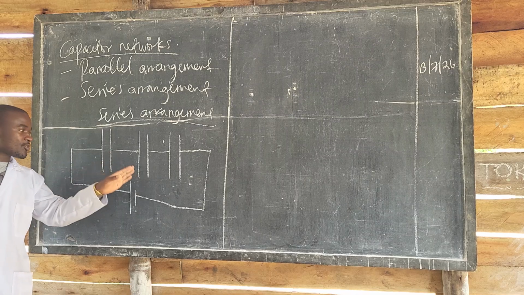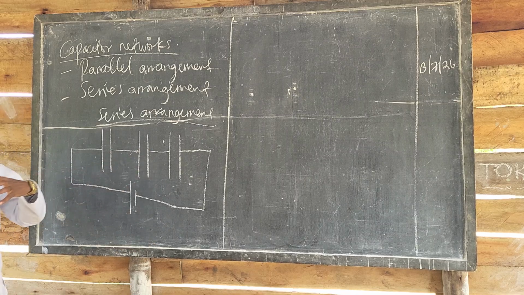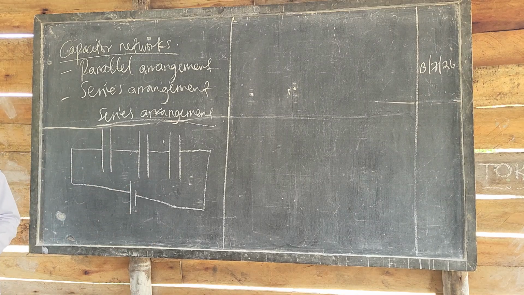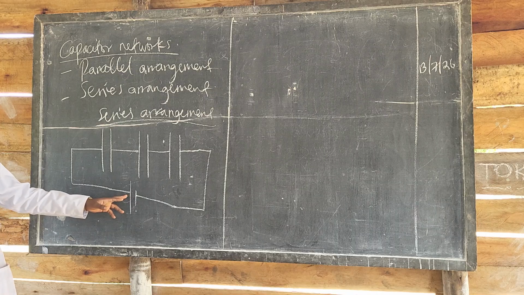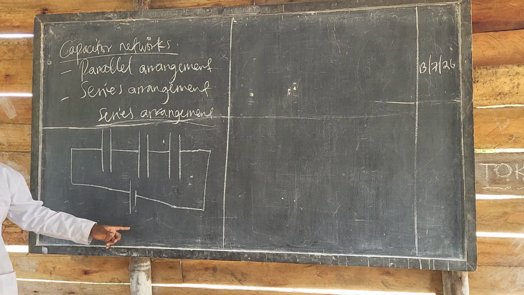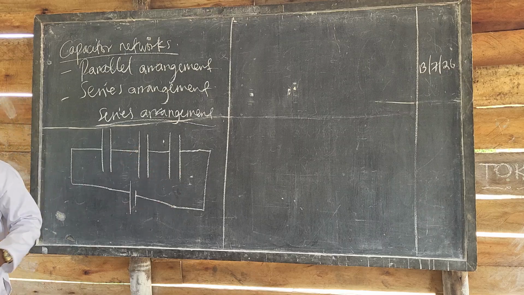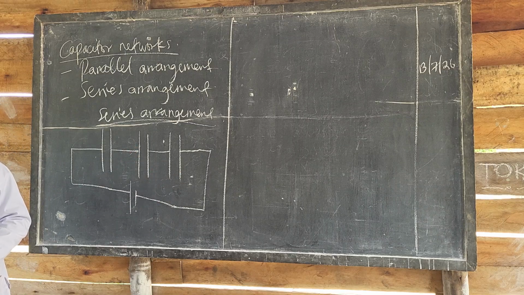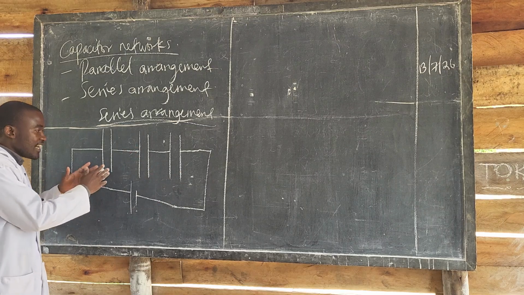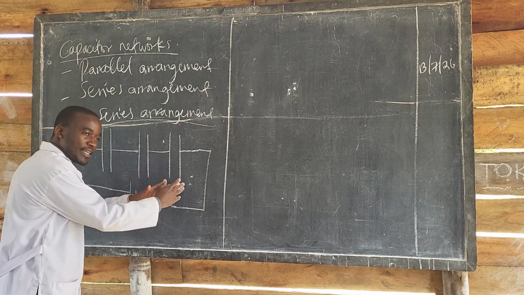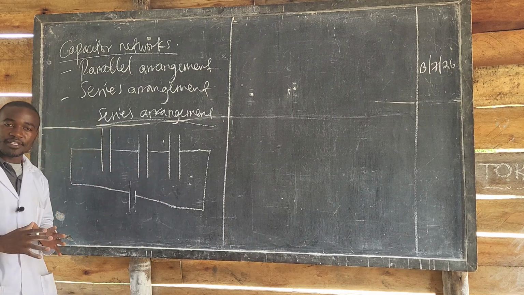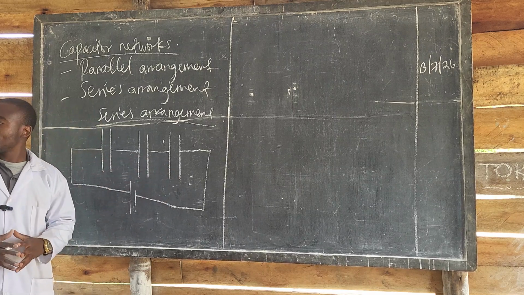One plate is connected to another plate in the sense that when charge flows from the source, it can be distributed throughout the plates equally. Are we together? The charge that goes on each plate of this arrangement of the capacitors is the same.